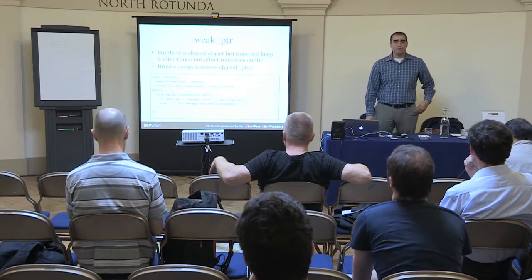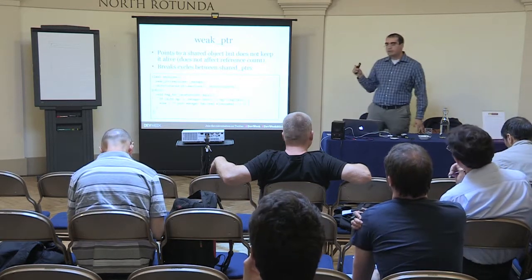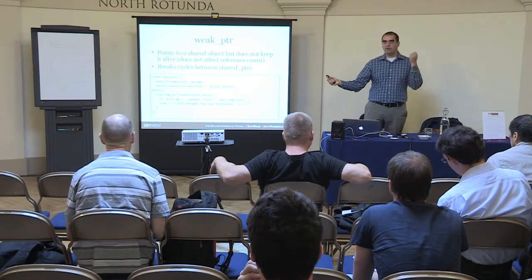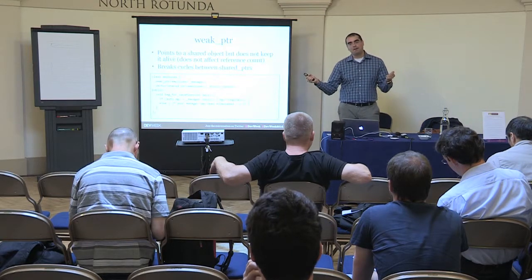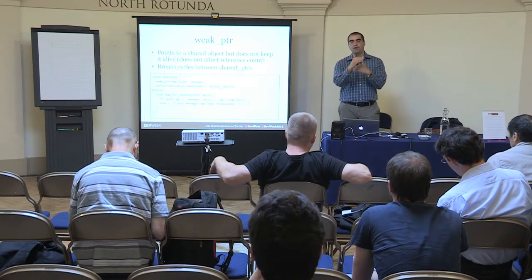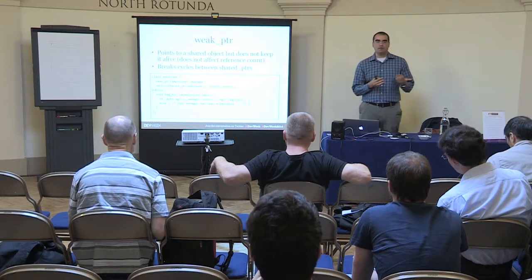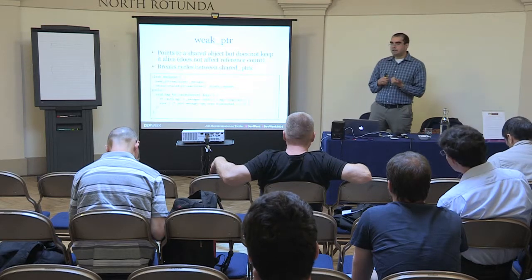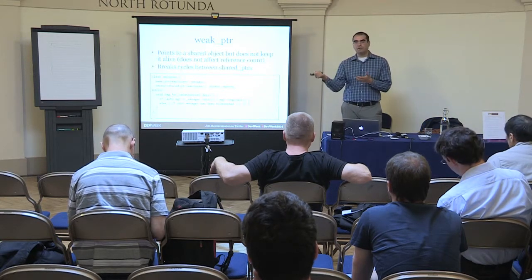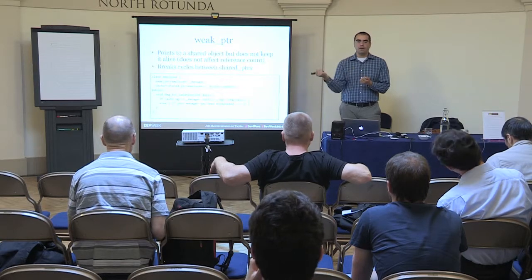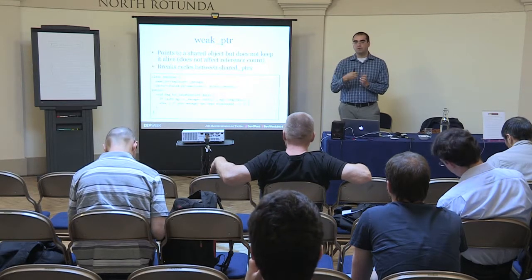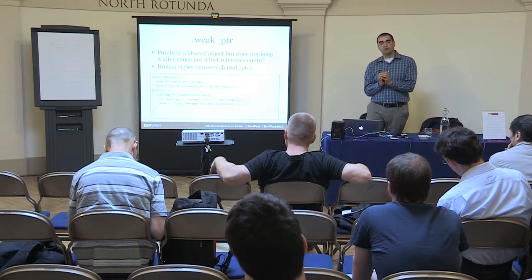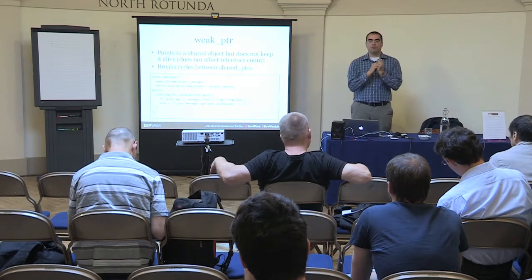Finally, we have weak_ptr, which is designed for situations where you have a reference cycle. You have one object pointing to another, and that other one is pointing to the first one. If you have shared_ptrs going both ways, you have a reference cycle, and the memory is never going to be freed. So weak_ptr is basically a way of pointing to a shared object without affecting its reference count. So it's a weak pointer because the target might go away, but if I have a weak pointer, I can convert it to a shared one.